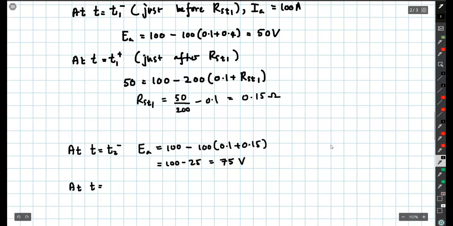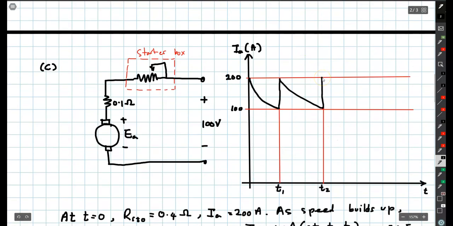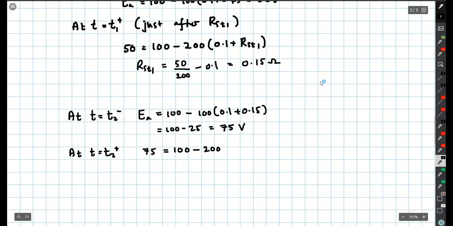At T equals T2 plus, which is just after the wiper changes to a new position, the back EMF voltage is still going to be 75 volts. But the current now changes to 200 ampere, which is that value there. And from there, we can find the value of RST2.